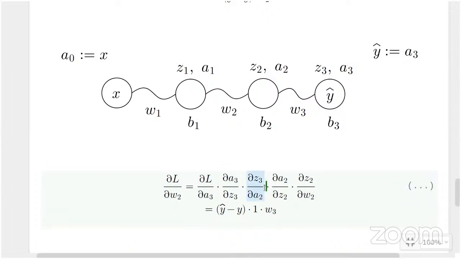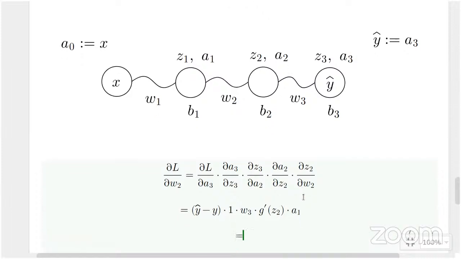But that will depend on the A2 function, right? Or is it in the next one? Okay, that is the next one. So this is where the G prime comes in. Whether it is the tanh function or whatever, this will be nothing but the derivative of the activation function. And then ∂Z2 by ∂W2 is what? How does the weight affect the pre-activation here? It will be A1, right?